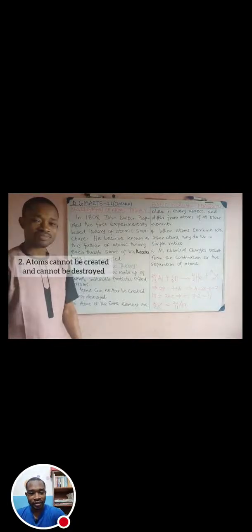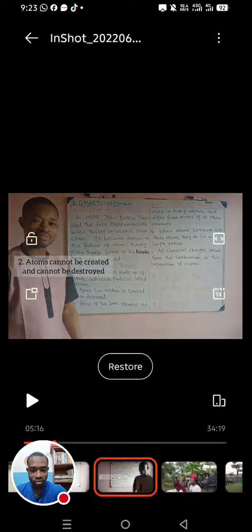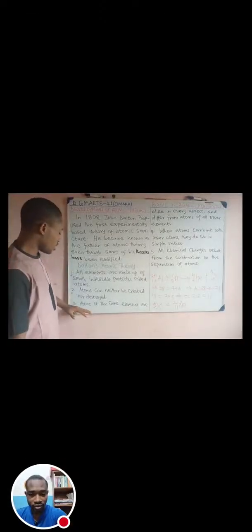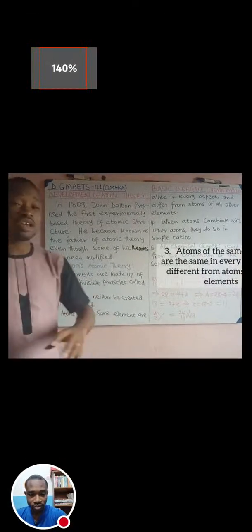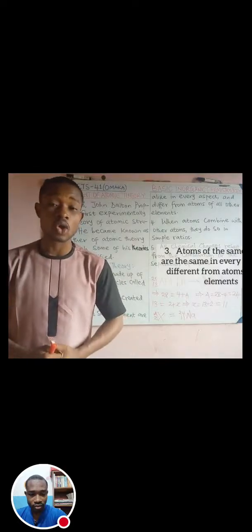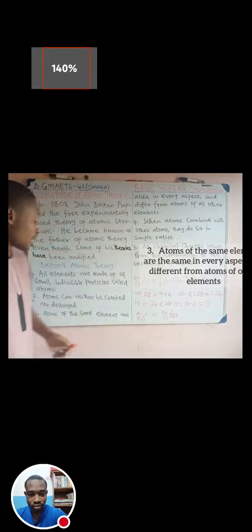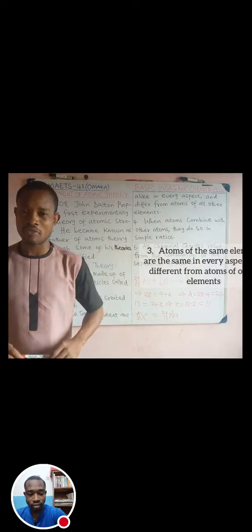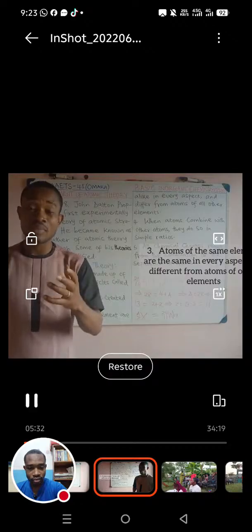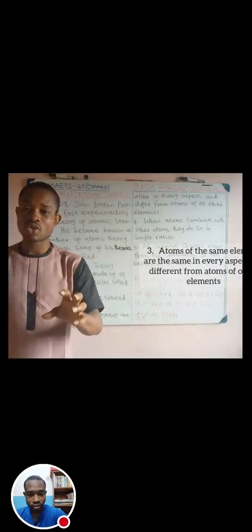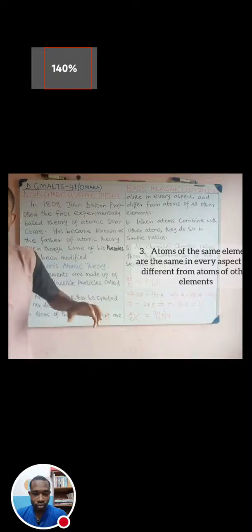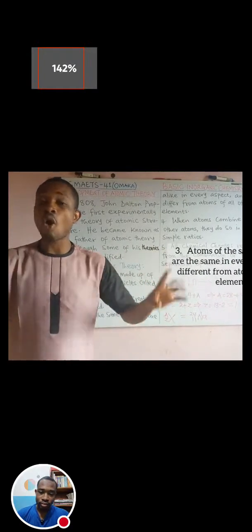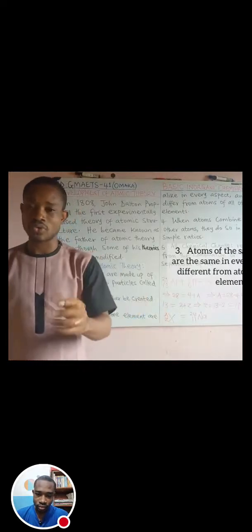Let us move on to the third of Dalton's atomic theory. Atoms of the same element are alike in every aspect but differ from atoms of all other elements. Once again, you see that this number 3 has been starred, showing that this theory has been modified. The discovery of isotopes shows that atoms of the same element may not be alike in all aspects, like Dalton proposed.